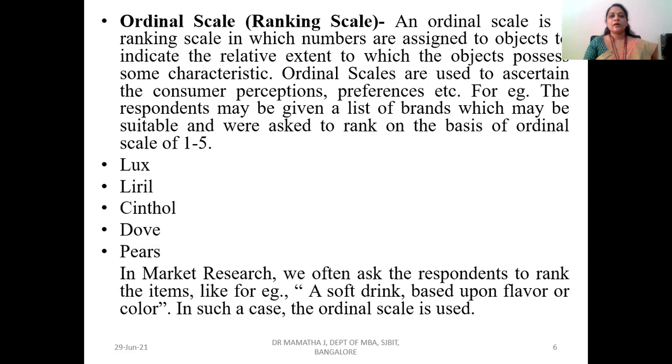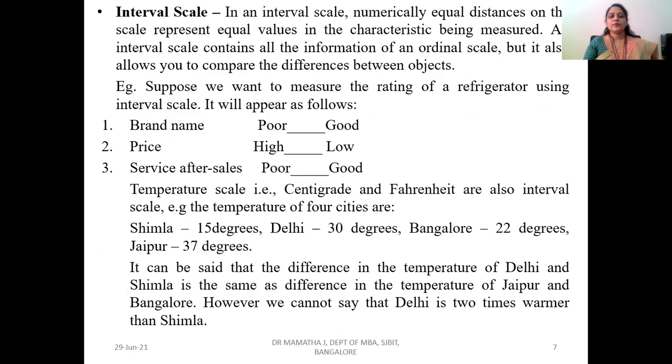So this is called ordinal scale. Okay, so a ranking is possible in this particular scale. So this type of scales are also widely used in marketing survey. Okay. The next type is interval scale.